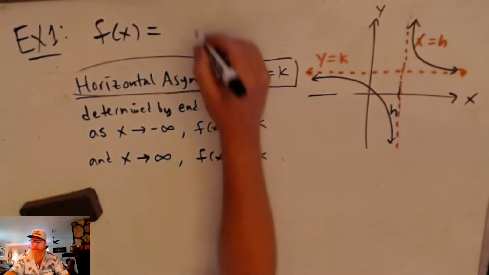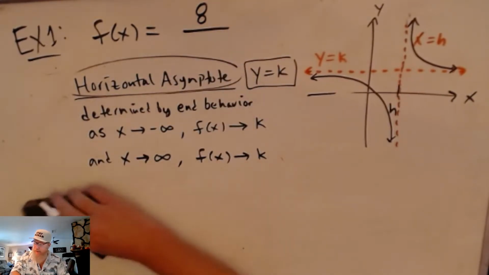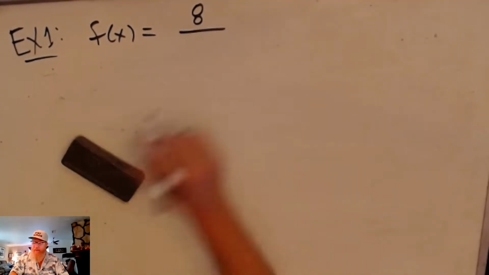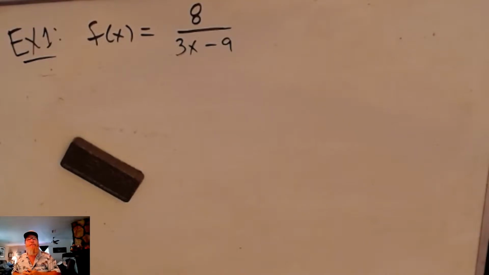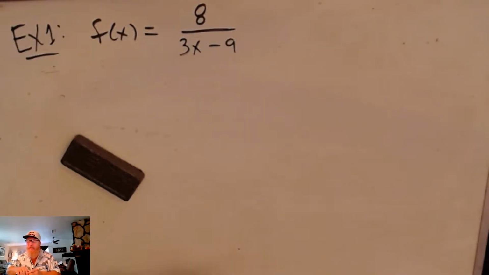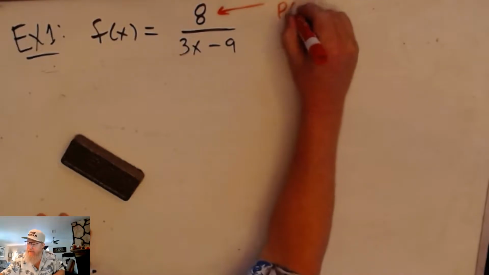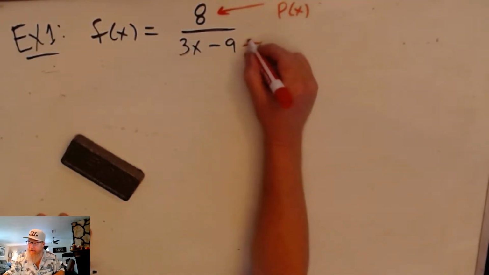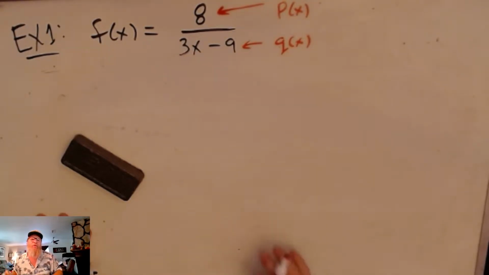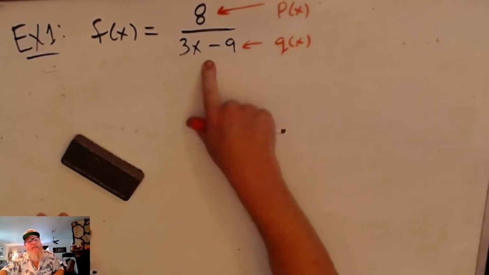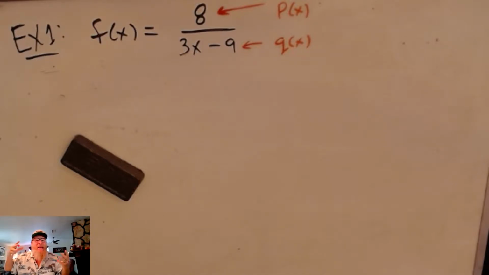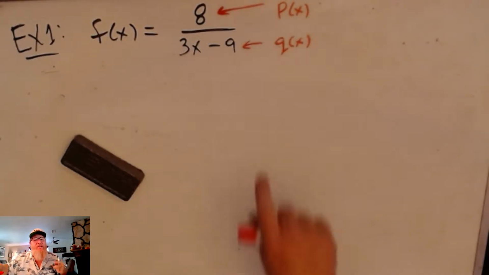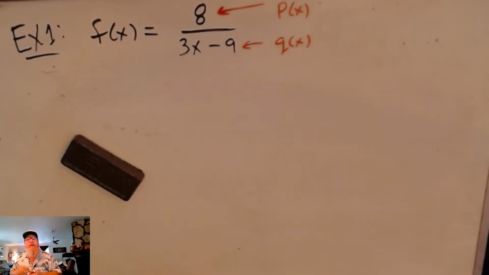So f of x is 8 over 3x minus 9. And just to annotate how this relates to the original definition, the numerator is called p of x, and the denominator is q of x. It stands for quotient. Although some people use d of x for the denominator or the divisor, I'm using p and q. I think that matches up with previous terminology. Remember we talked about the p's and q's previously. So p is the numerator and q is the denominator.